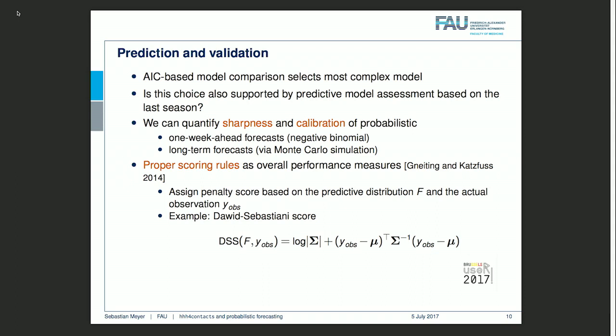And there's a nice review paper by Tilman Gneiting and Matthias Katzfuß, which introduces or describes these scoring rules. These scores assign a penalty score based on the predictive distribution and the actual observation. So the smaller the score, the better is the model, or the better are the predictions. Here's an example of such a score. It includes a measure of sharpness of the prediction and a measure of calibration, so the distance of the observation to the prediction.